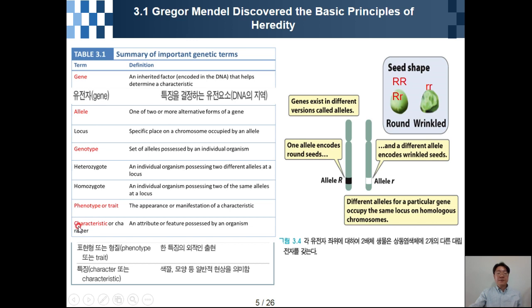What is the characteristics? Characteristics is a feature possessed by an organism. 그러니까 characteristics이나 phenotype이나 아주 비슷한 말이죠. 특징 해가지고 색깔 또는 모양, 일반적인 현상을 의미하는데 phenotype or characteristics are a little bit similar. So for example, round shape will be the characteristics and wrinkled shape also will be the characteristics. Okay?